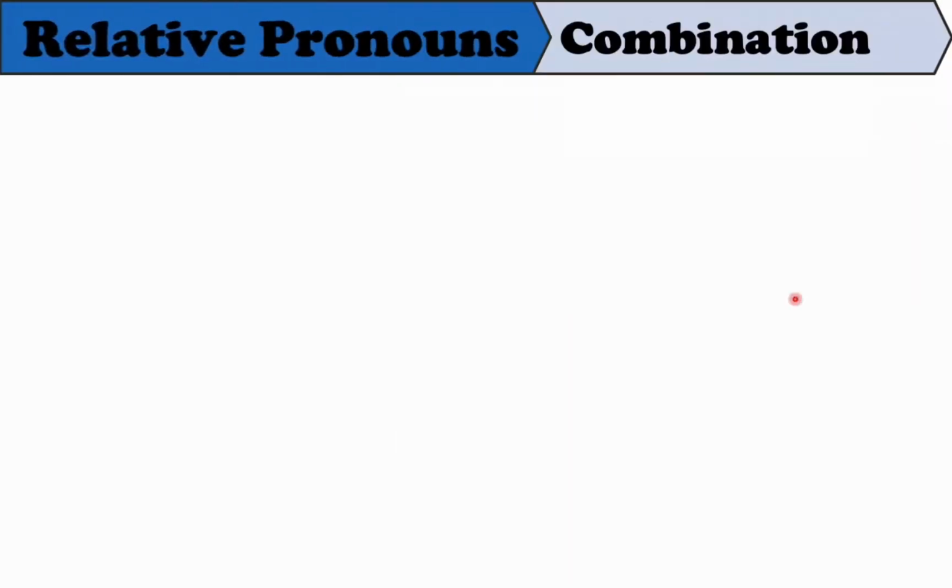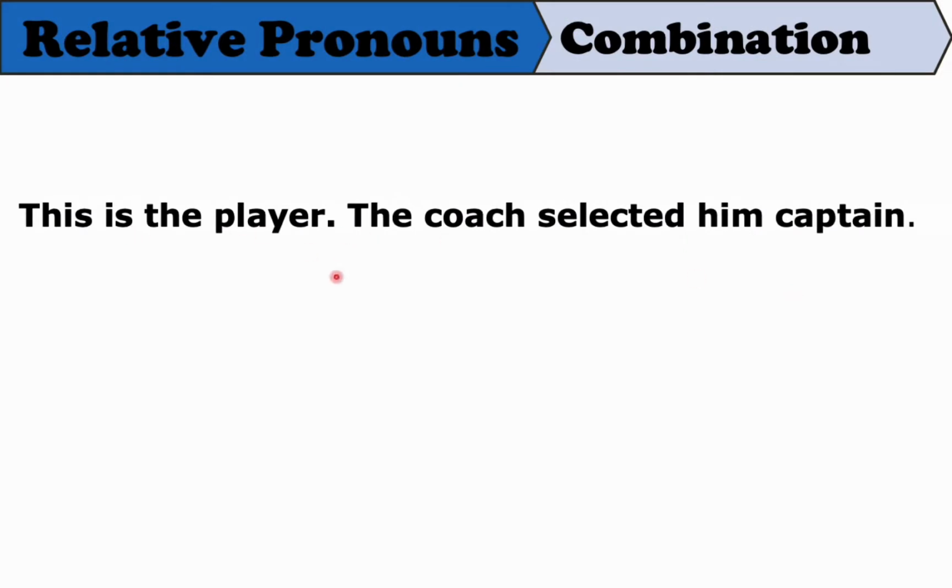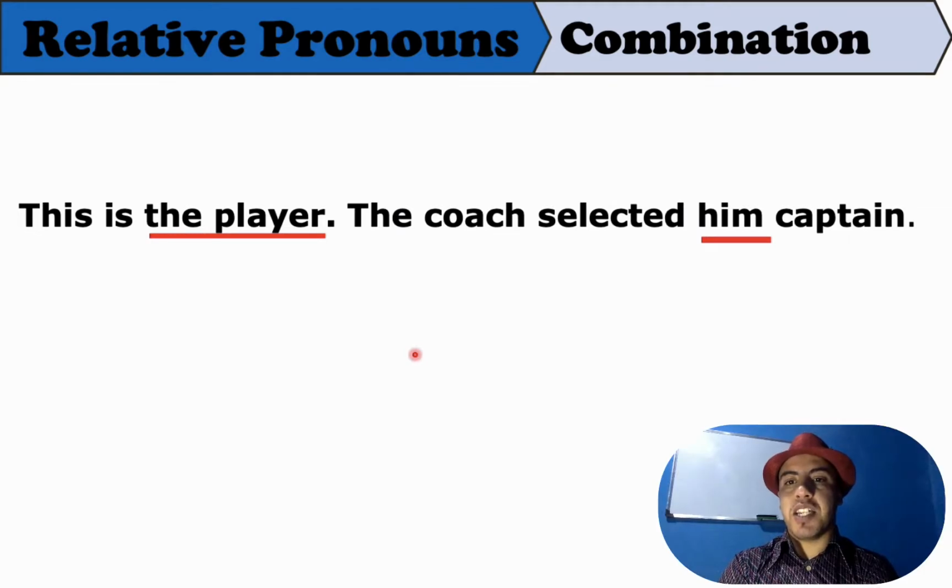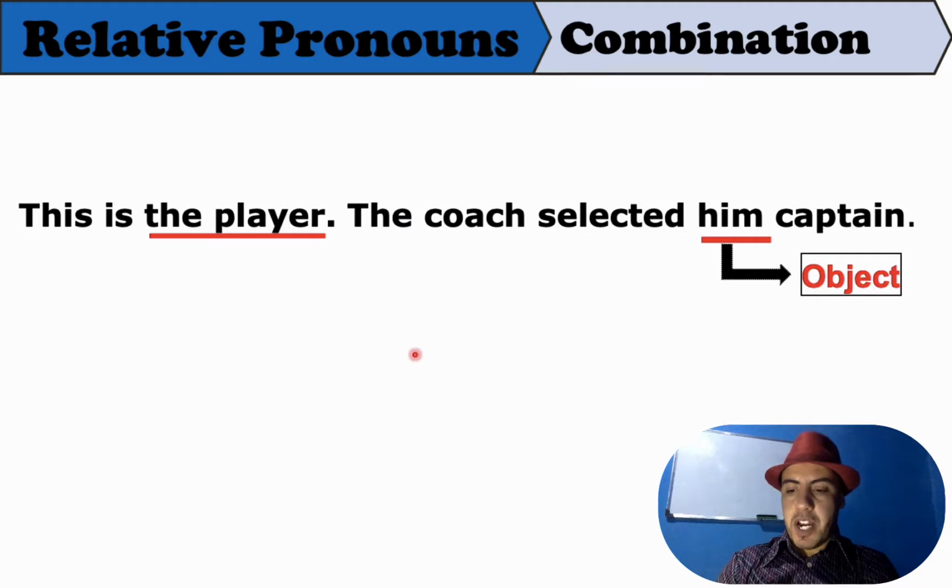Another example for whom: this is the player, the coach selected him captain. So what is repeated? Good. The player and him. So which one are we going to delete? Is it the player or him? Good. We are going to delete him. And what is him? Good.